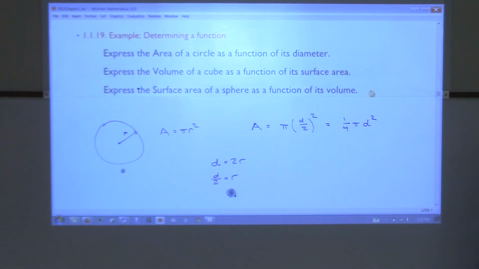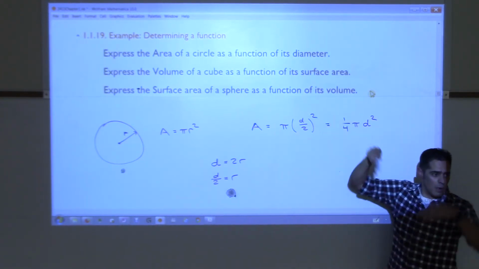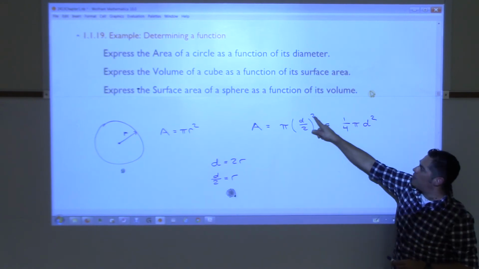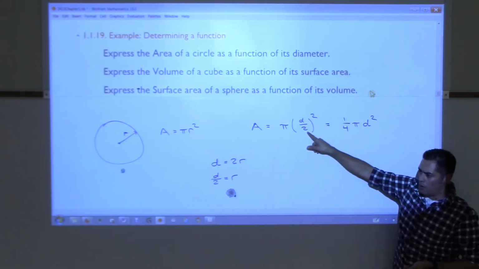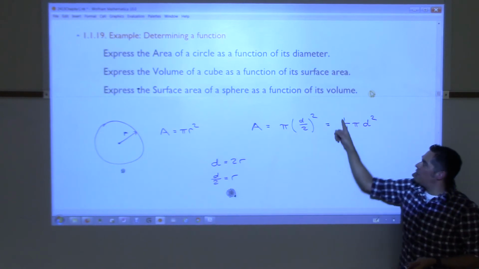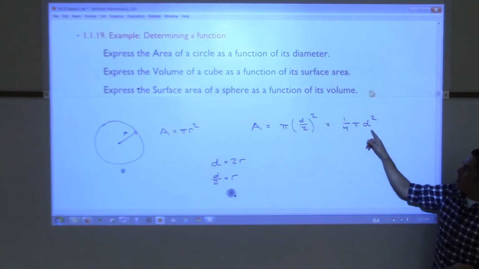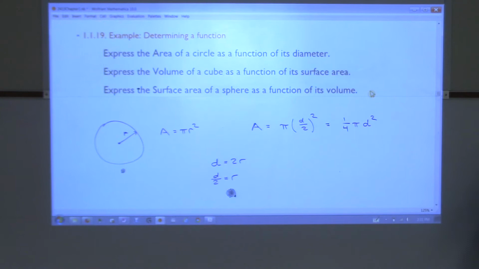So what did I do there? Squared a fraction, so you square the top and bottom separately. Square the d, you got d squared, square the 2, I get 4. So then I pulled the 4 out front as a 1/4. So I got 1/4 pi d squared. That is a new formula for the area of a circle.